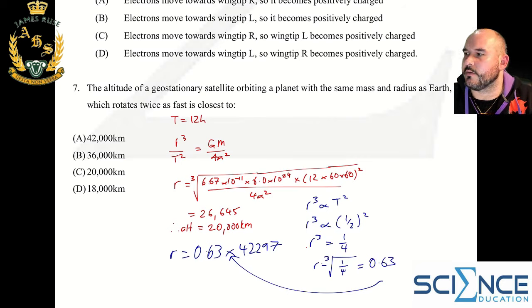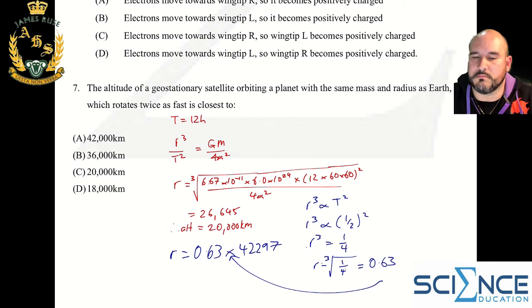Biggest thing in question 7 is you're told that the mass and the radius of the Earth are the same. However, this planet X rotates twice as fast. What you need to get from that is that the rotational period changes from 24 hours to 12 hours. If it's the same radius, it's tracing out the same circumference, it's rotating twice as fast, therefore it must do it in half the time.